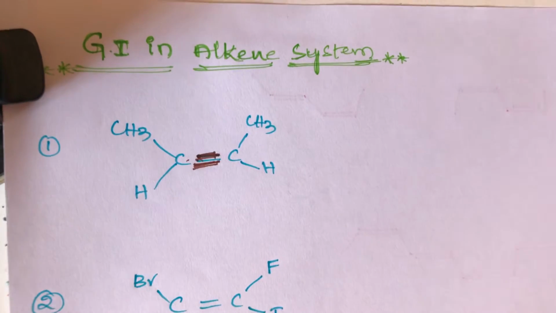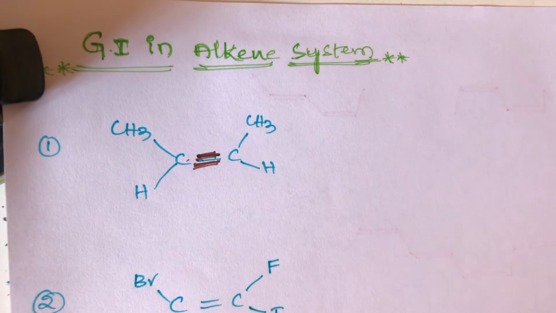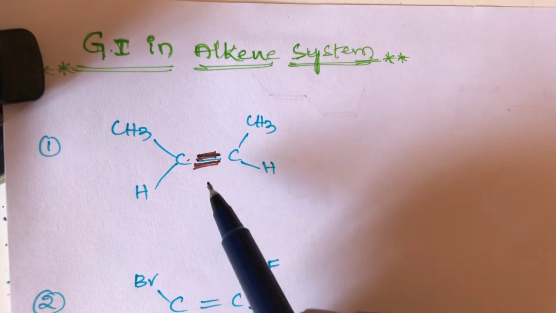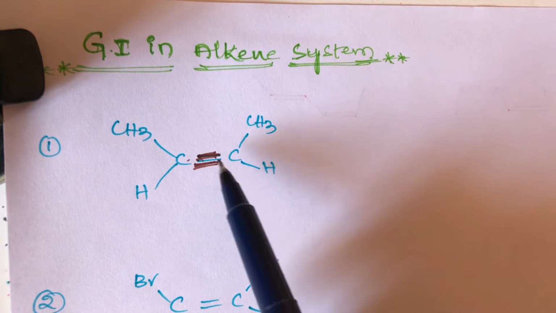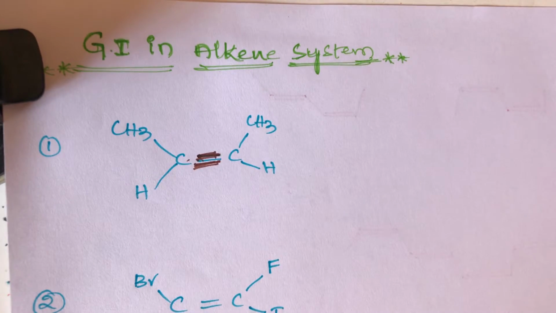Our first topic is geometrical isomerism in alkene systems. Geometrical isomerism is exhibited in alkene systems. Now I give one example, the compound 2-butene. For the given structure, please identify the cis isomer and the trans isomer.